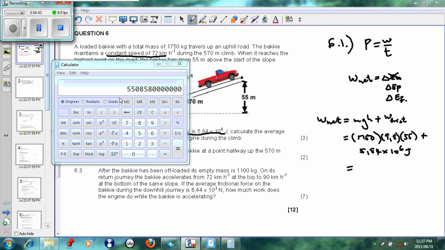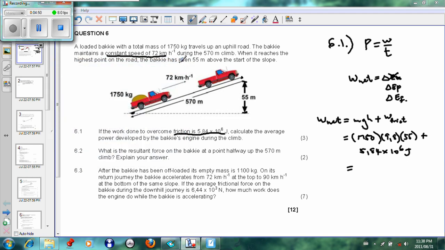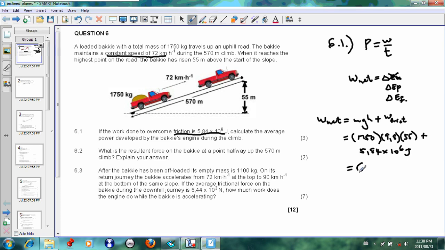This calculator is giving me difficulty, so I have a calculator in front of me, and I worked out the amount, and the amount we have is 6,78 times 10 to the power 6 joules. So this is the amount of energy required, or the net work done by the bakkie going up the slope. Now we've got our work done.